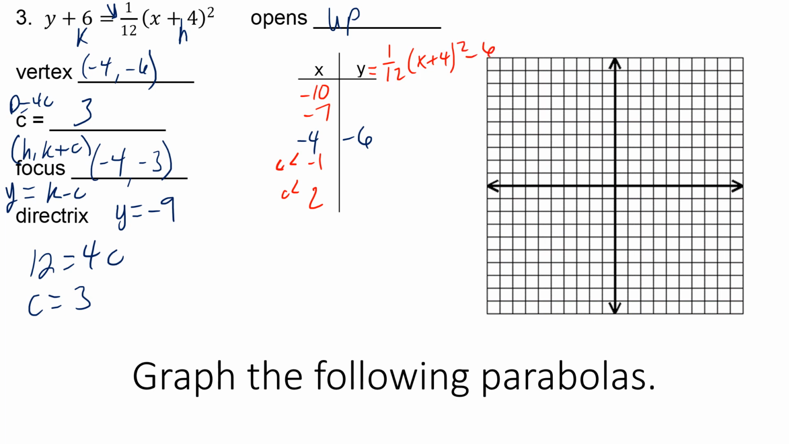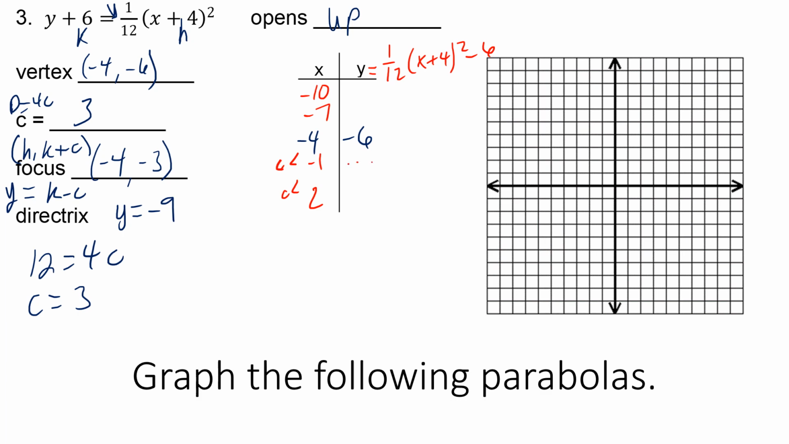So when I'm looking at numbers to plug in, I think I would rather go with the smaller numbers. So I'm going to do -1. If I substitute -1 in, -1 plus 4 is going to give me 3. 3 squared gives me 9. 9 twelfths gives me a fraction, and I don't want to deal with the fraction. So we're not going to do that.